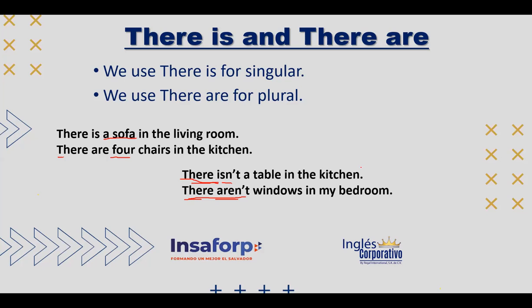There aren't windows in my bedroom. No hay ventanas en mi cuarto. No hay ventanas en mi dormitorio. There aren't windows in my bedroom. Entonces, en lugar de have, también podemos utilizar there is o there are, ¿verdad? Teniendo cuidado de que si es there is, es para singular. Y si vamos a usar there are, que sea para plural.